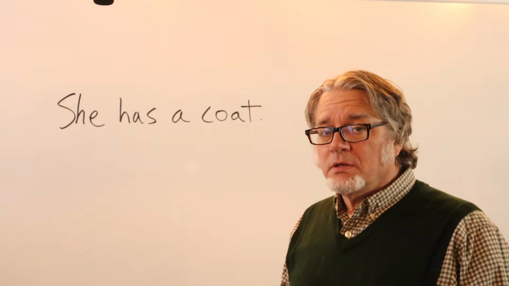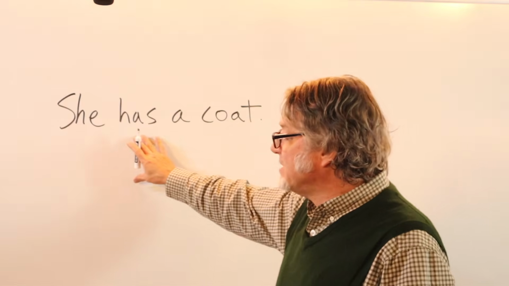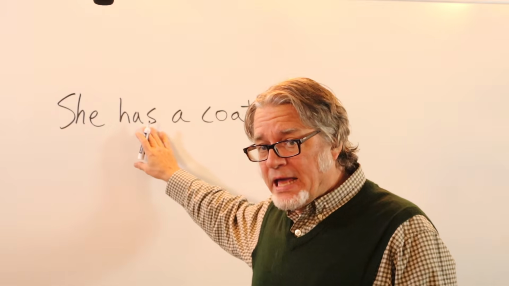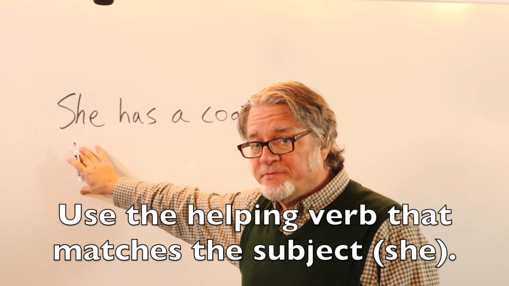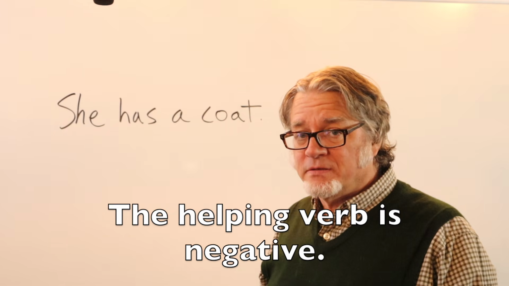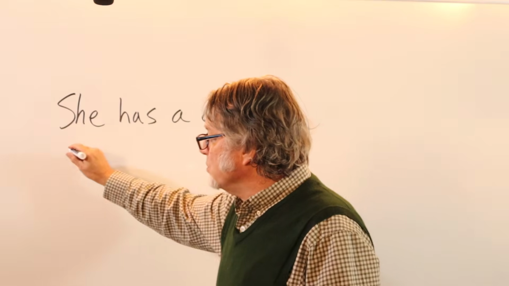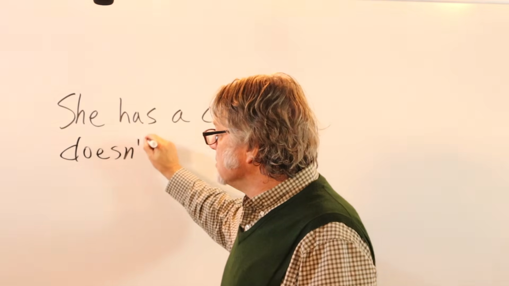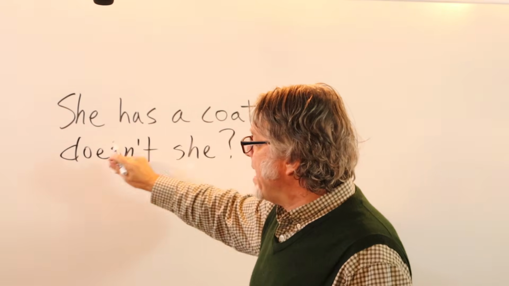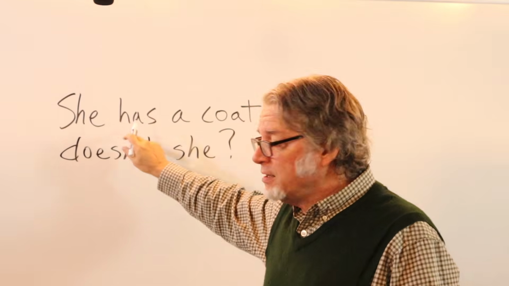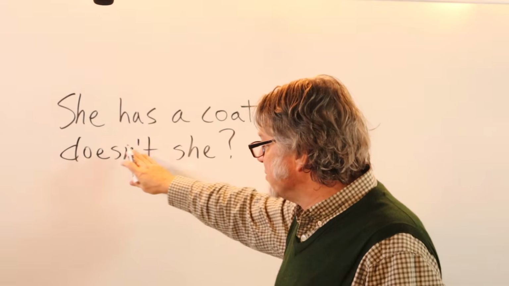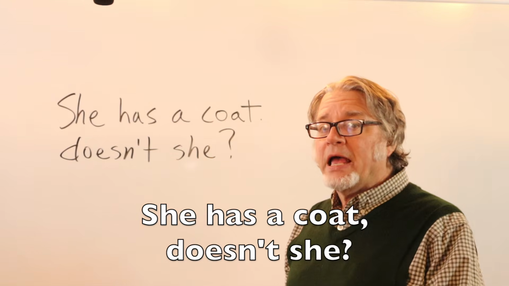She has a coat. To make a tag question from this sentence, I have to consider that this is in the present tense. And in the tag question, I'll use the helping verb that matches she, and the helping verb is negative. She has a coat, doesn't she? This helping verb matches the verb tense here. This is in the present tense, and this is in the present tense. This matches the subject. She has a coat, doesn't she?